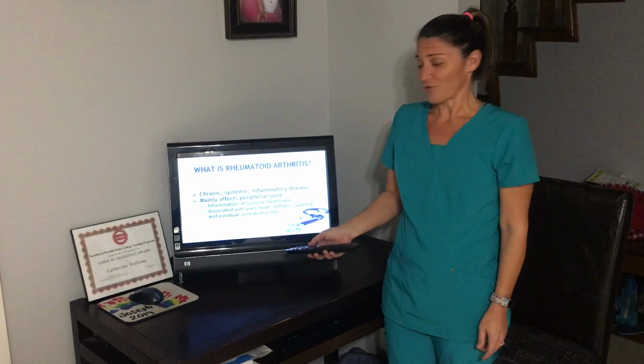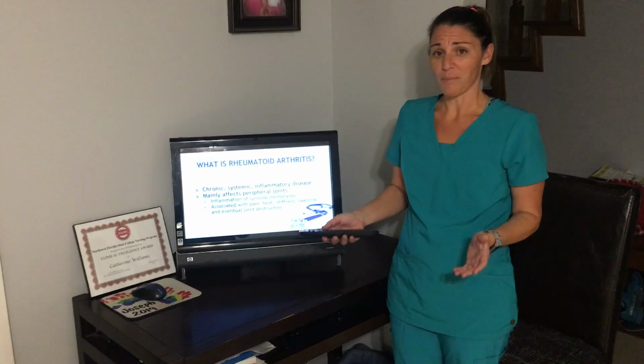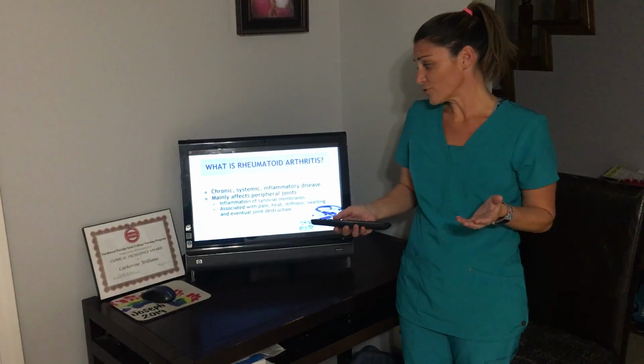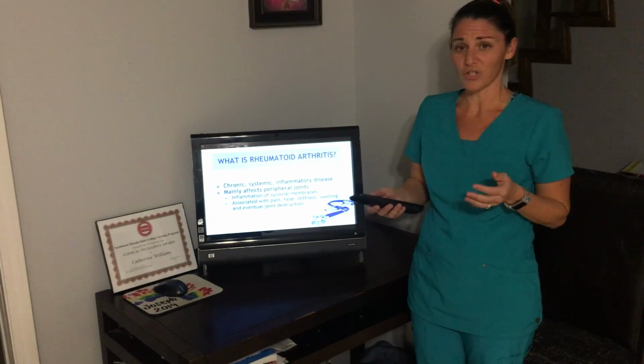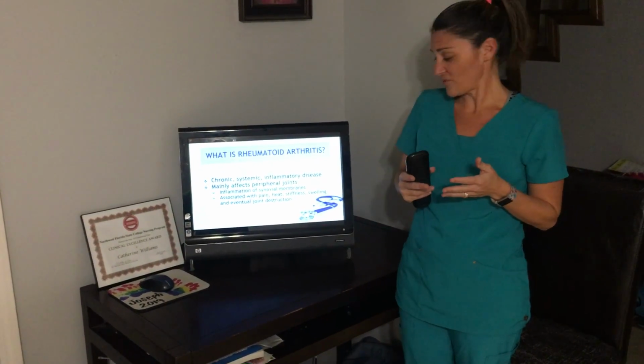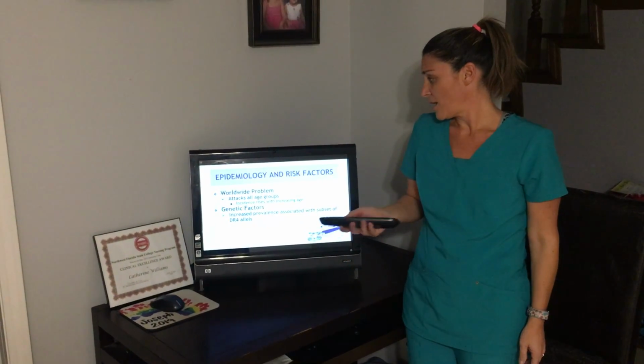So, what is rheumatoid arthritis? It's a chronic systemic inflammatory disease that mainly affects the peripheral joints. It causes inflammation of the synovial membranes, and it's associated with pain, heat, stiffness, swelling, and eventual total joint destruction.